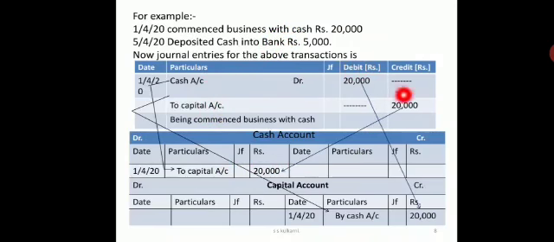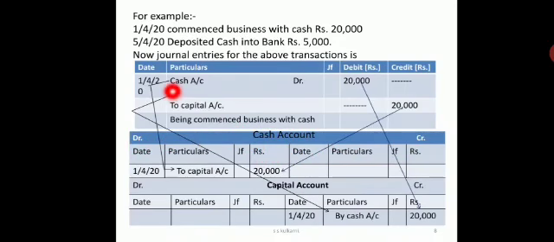The first table shows us the journal. I have the journal entry where cash account is debited, with 20,000 to capital account 20,000, commenced business with cash. Now this journal entry is posted in the ledger. We have to open two accounts: first the cash account, second the capital account. Since the cash account is debited, I will write on top cash account, debit, credit, and draw the format.